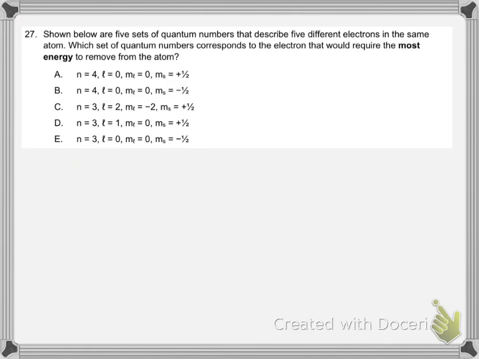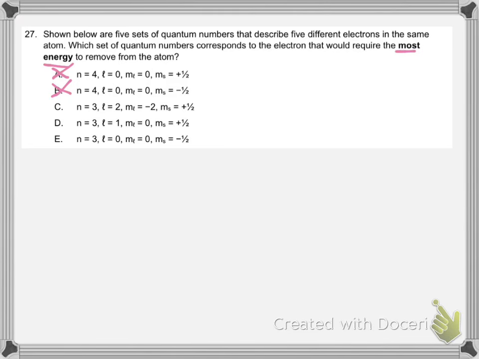In number 27, they give us 5 sets of quantum numbers, and they want us to pick which of the electrons require the most energy to remove. We know that when we go to remove an electron, we start by removing the ones that are furthest away. Since A and B have n equals 4, those would be easier to remove than the ones that have n equals 3. So we can cross those out.